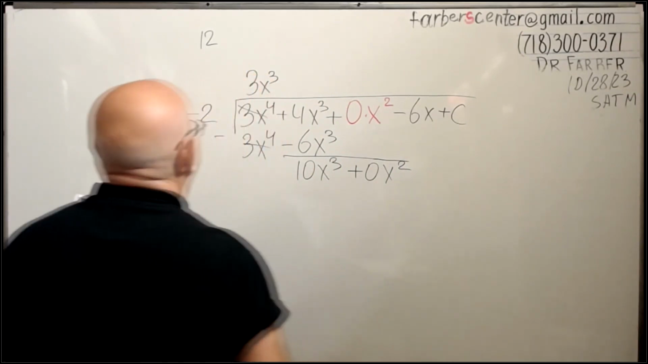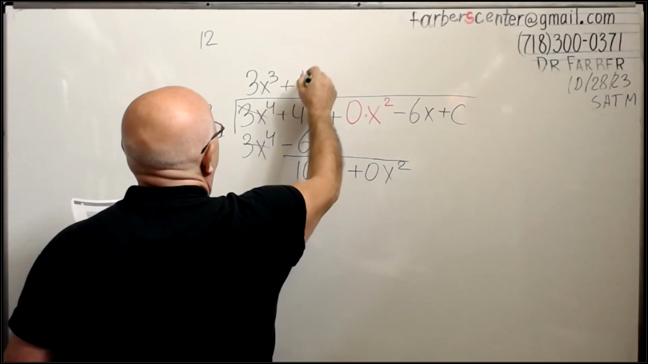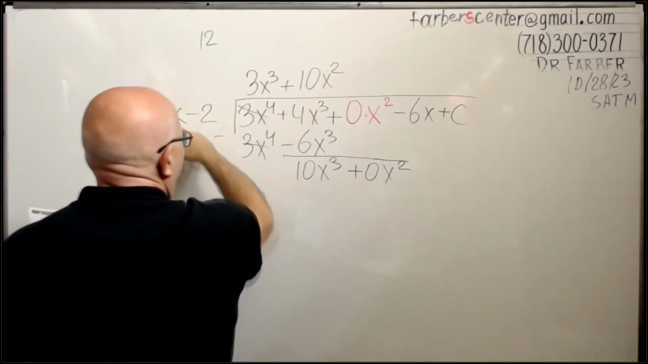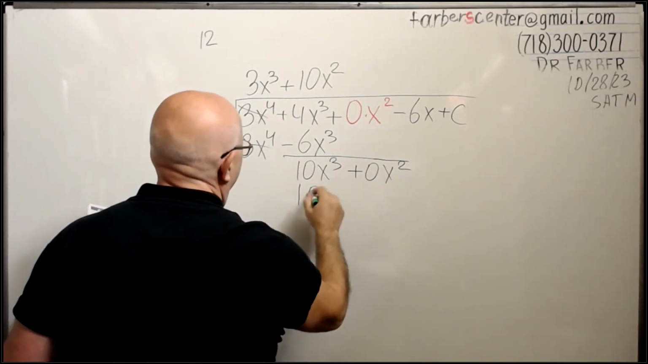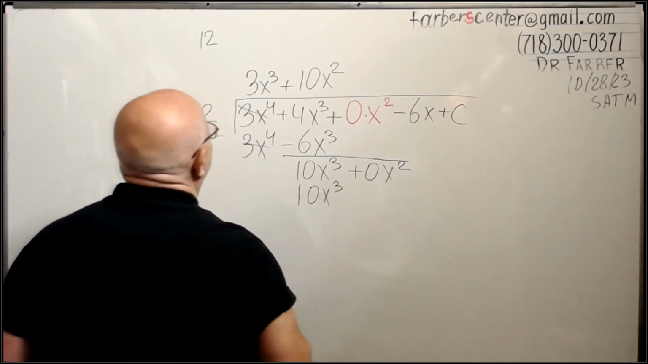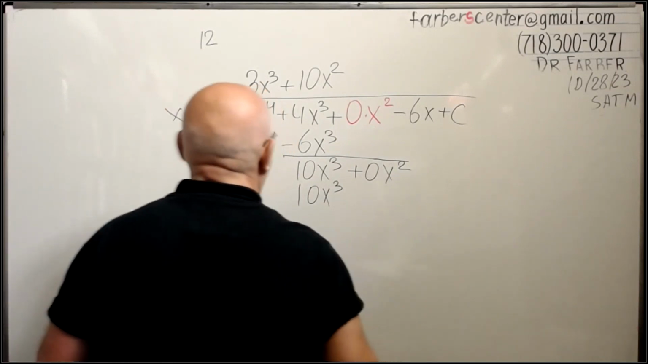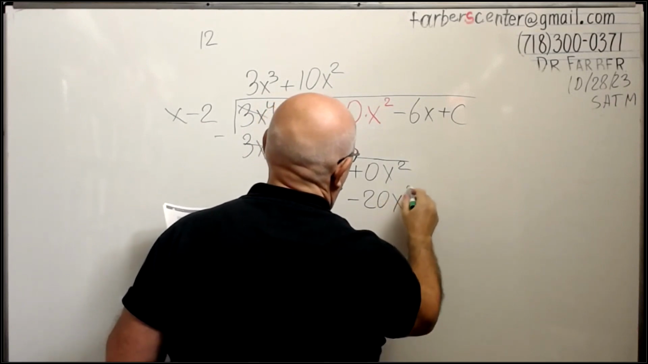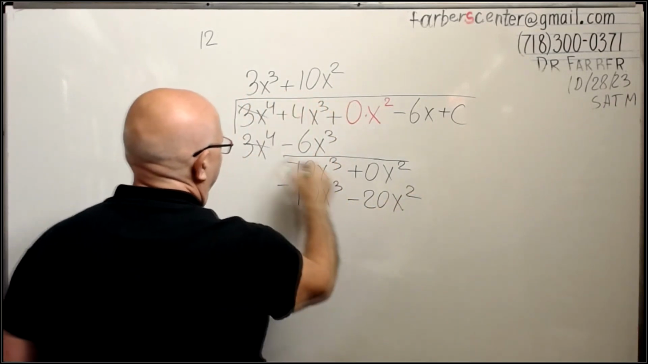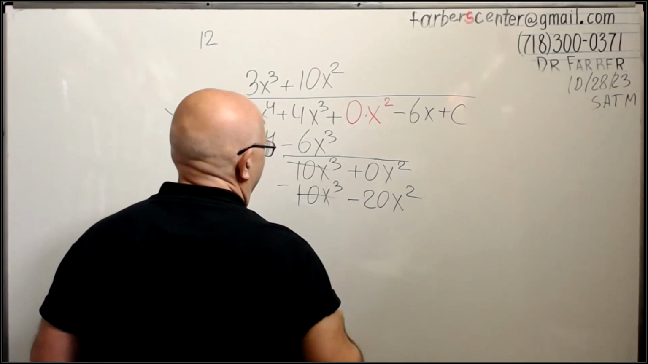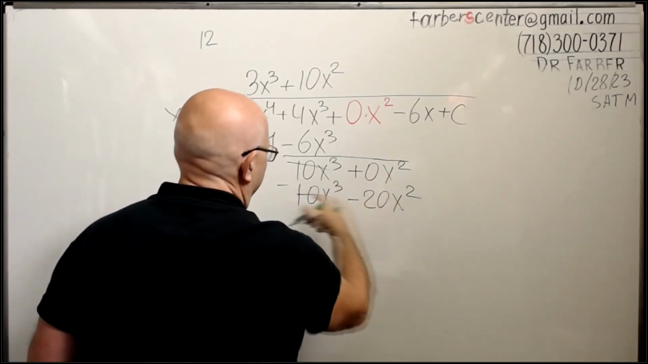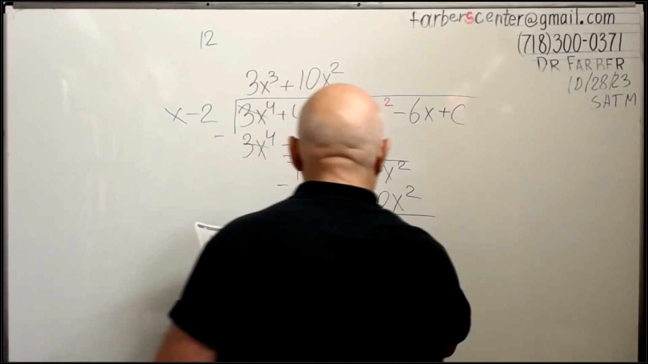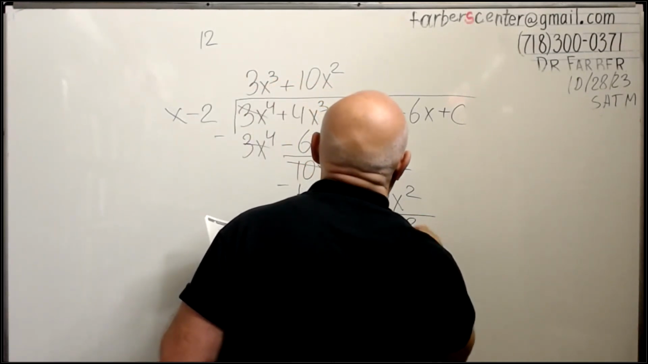And next is 10x to the second times x. It will be 10x cubed minus 20x to the second. Subtract. Cancel out. 0, nobody cares. Change sign. Minus 20, you have 20x to the second. Bring next number.